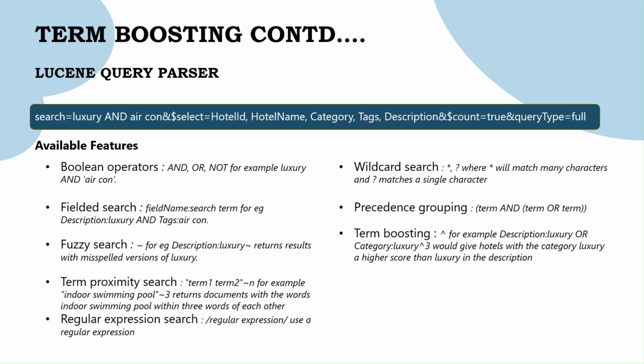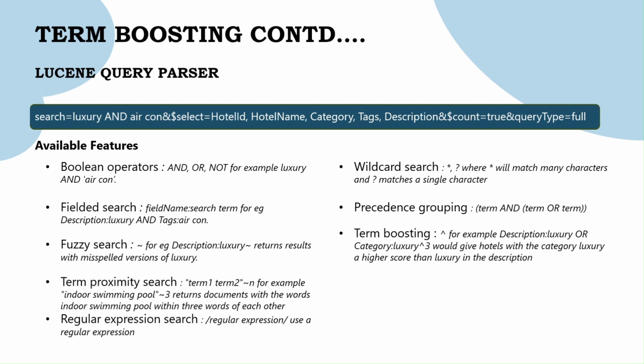Boolean operators. You can use operators like and, or, and not to refine your results. For example, a query like luxury and air conditioner will return results that include both the words luxury and air conditioning. Fielded search. This lets you target specific fields in your data. For instance, you could use description equal to luxury and tags equal to air conditioning to narrow down your results to items matching both the criteria in the respective fields.